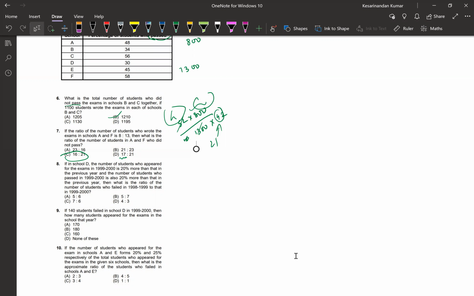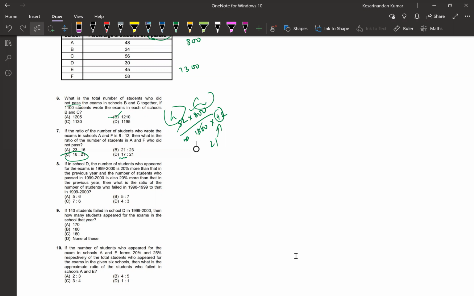We can assume the total number of students who appeared for the exam, and from that we can get the number of people who appeared for A and E. But what will you assume as the number? 2, 3, 4, 5, 6? Can we assume 100? Let's assume 100x, because otherwise you will get decimal students, which is not possible. 100x is better. If you don't want to take x, take 1000.